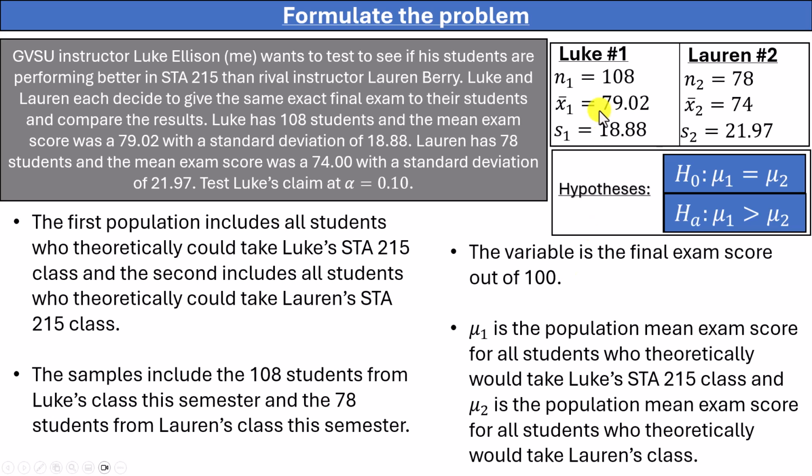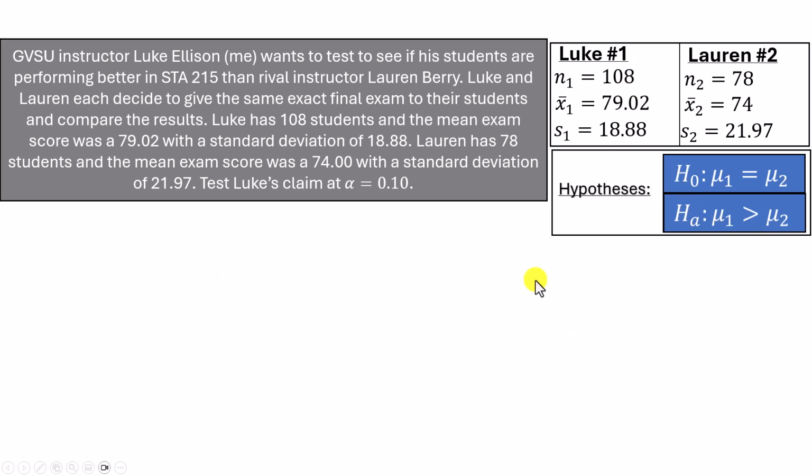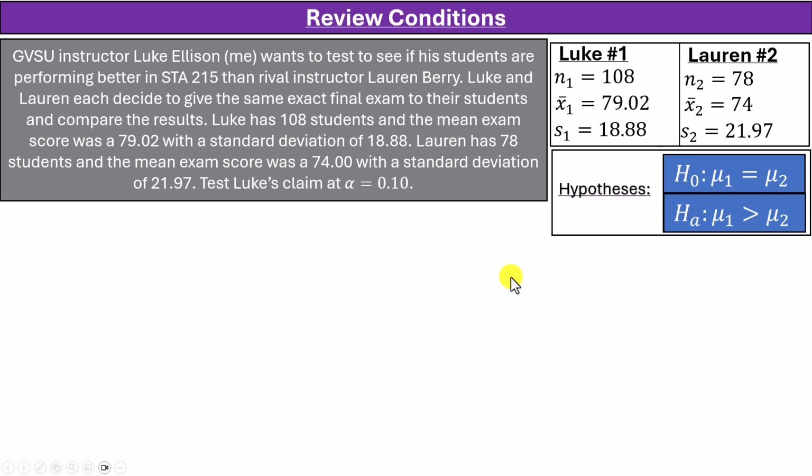Note that there is a difference in the sample means. The sample mean for Luke's students is indeed higher than the sample mean for Lauren's students. But we would like to do the independent t-test to see if this is a big enough difference to conclusively be able to say, at the 10% level of significance, that the population mean score for Luke's students is higher than that of Lauren. Let's go to the next step, which is review conditions.